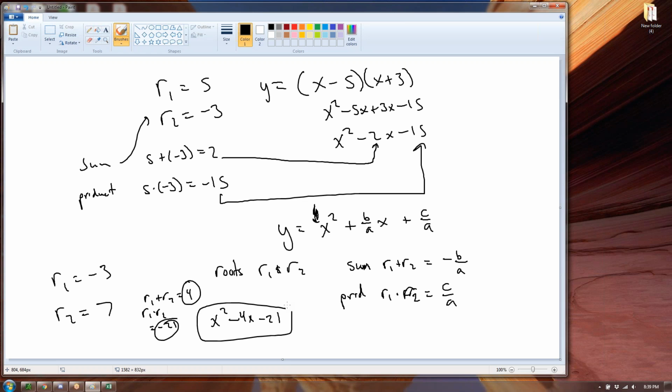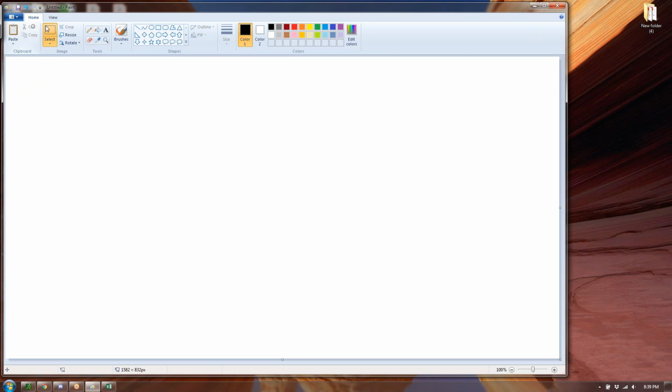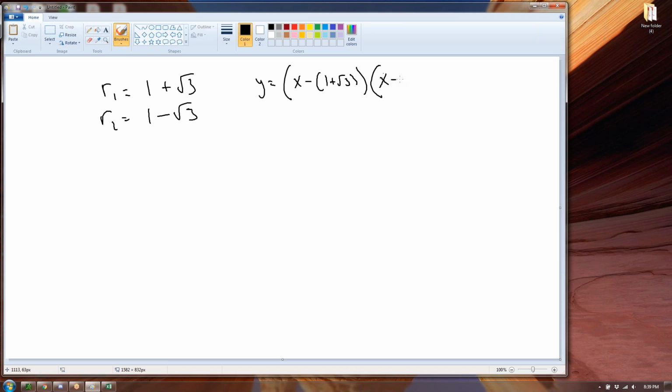I mean, it's not really special if you did easy roots, like, oh, look, 2 integers, whoop-de-doo. This is where it really comes in handy. What if your roots were really awful, like 1 plus root 3 and 1 minus root 3? What if you took x minus 1 plus root 3 and then foiled it with x minus 1 minus root 3? Who would want to do that, right? That does not look fun.